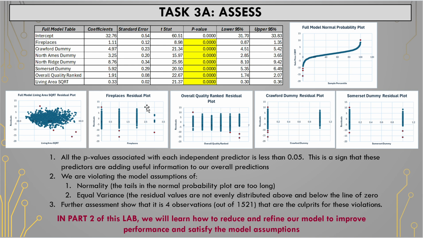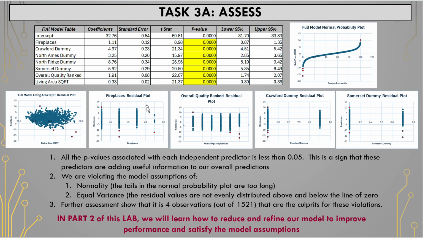So the first thing I'm looking at is our model table. One thing that we want to assess is that each of these independent predictors that we're putting into the model is actually adding useful information. The way that we do that is by looking at the p-value and assessing if it's less than 0.05. All of the p-values associated with our independent predictors are less than 0.05, which is an indication that they're adding useful information. So that's what we get from our model table.